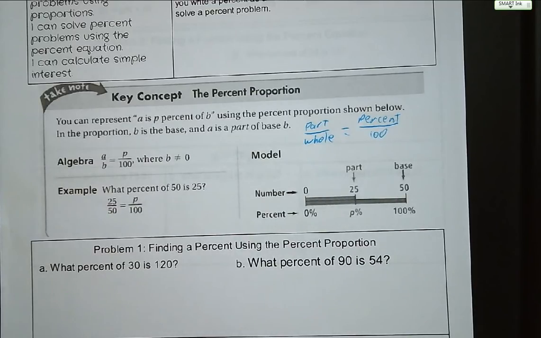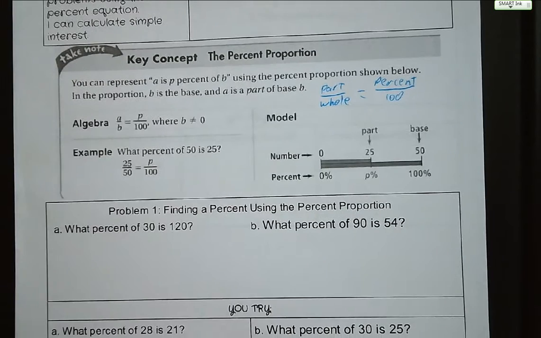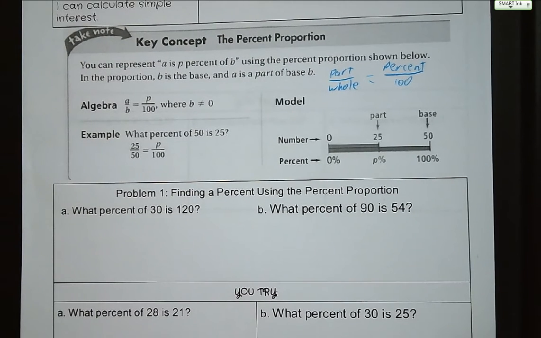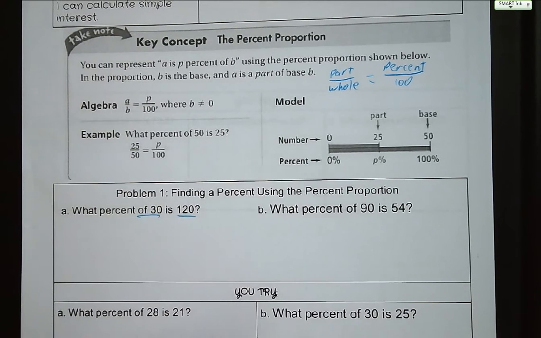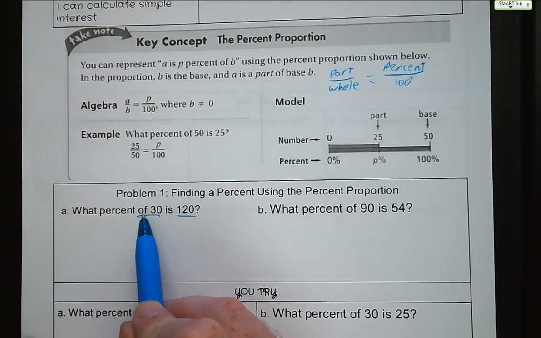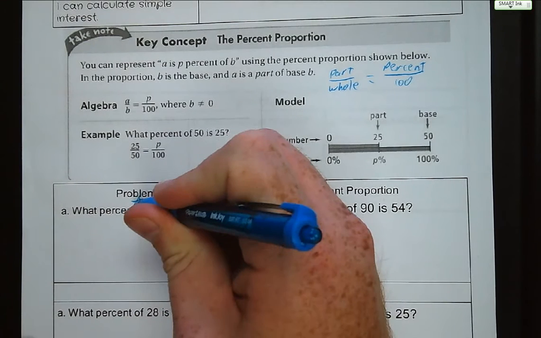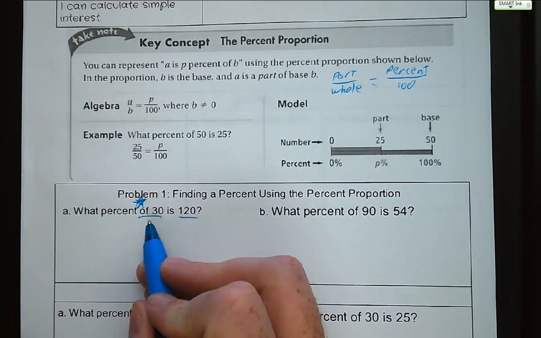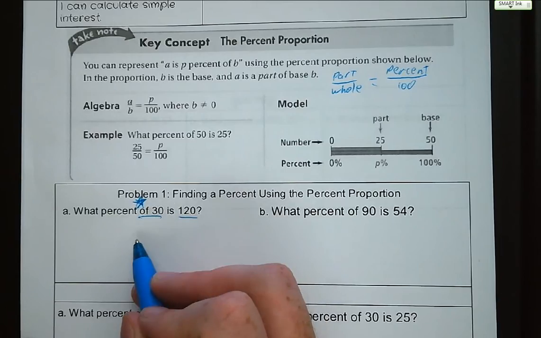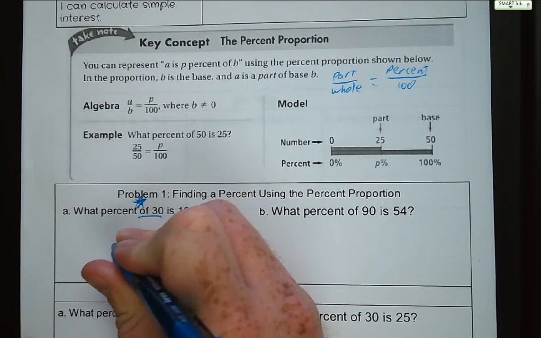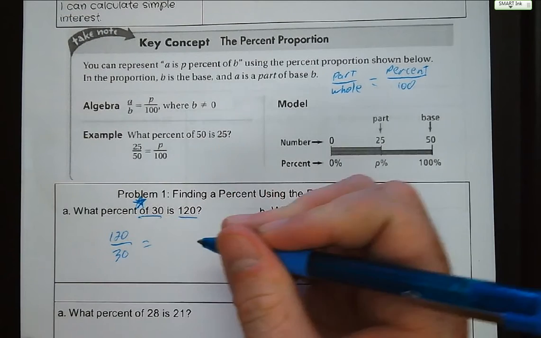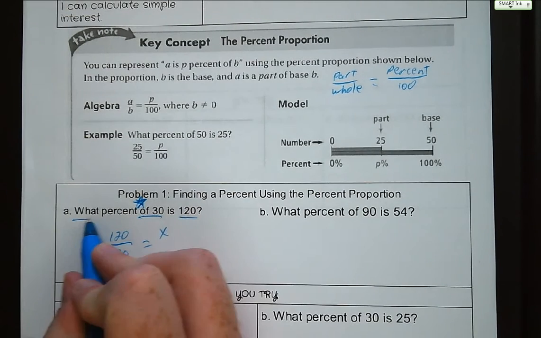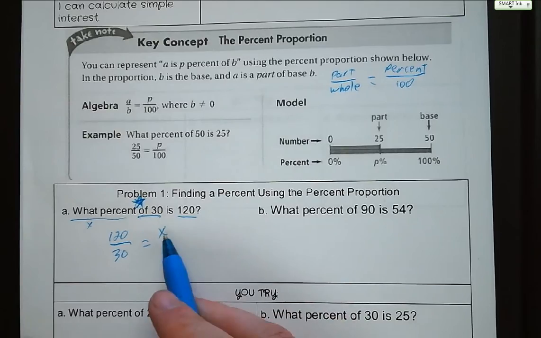So problem one is finding a percent using this proportion. And our question is, what is the percent of 30 that is 120? So that word of right there is your clue. This is a big clue. Pay attention to it. The word of tells us that whatever number is right after it is going to be in our denominator. So we have 30, we have 120 in our numerator, is equal to x, because we're saying what percent, that's our unknown, x over 100.